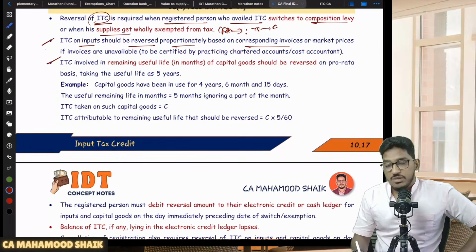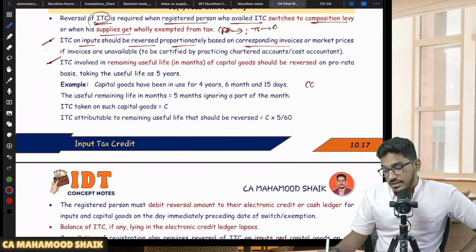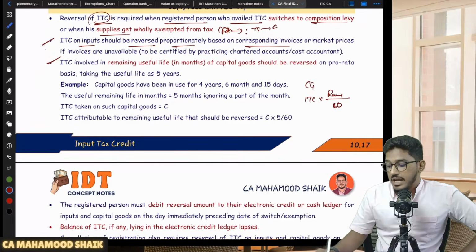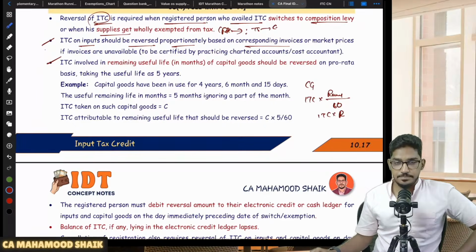Sir, on capital goods, how much amount do I have to reverse? On capital goods, take the useful life as 60 months. Determine the remaining useful life and calculate the ITC attributable for the remaining useful life. That much amount you are required to reverse.